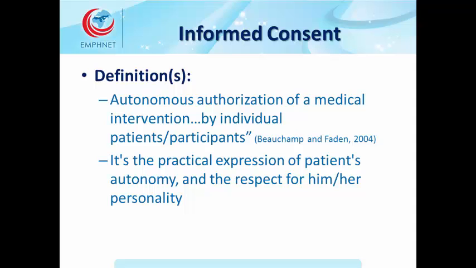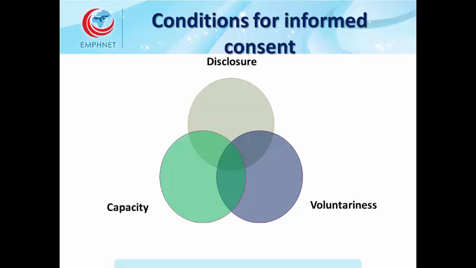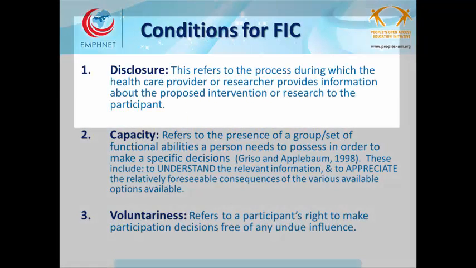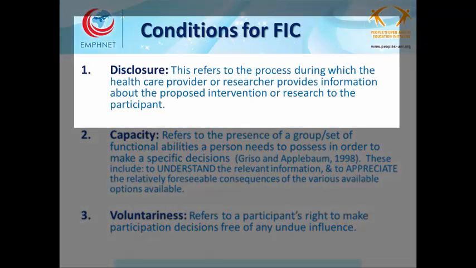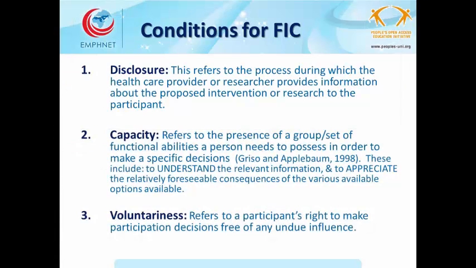For informed consent to be valid, there are three main conditions. In the literature you can find more than three, but let's focus on those three: disclosure, voluntariness, and capacity. By disclosure, this refers to the process during which the healthcare provider or the researcher provides information about the proposed intervention or research to the participant or to the patient. So basically you need to provide the information to your patient or to the research participants in a language and format that is readily understandable by the patient.